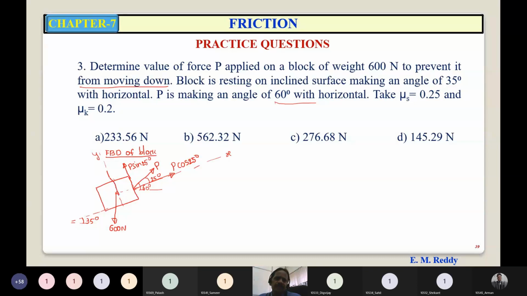You have the normal reaction, and the components of weight. This is 35, so 600 cos 35. The other component is 600 sine 35. So you're applying this force P such that it prevents the block from moving down. That means the impending motion of the block is down the plane. So the friction force will act up the plane. So it is a limiting friction, 0.25 into normal reaction.